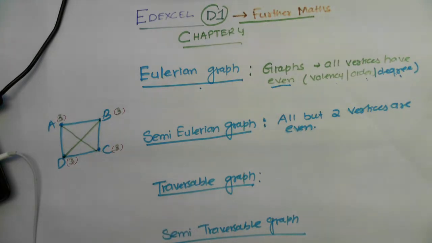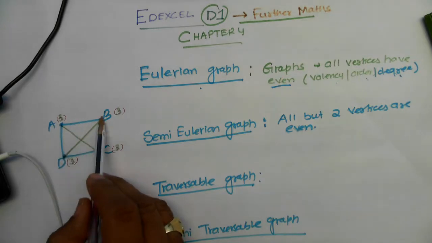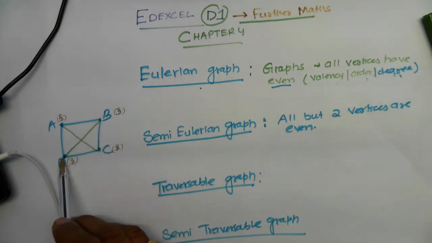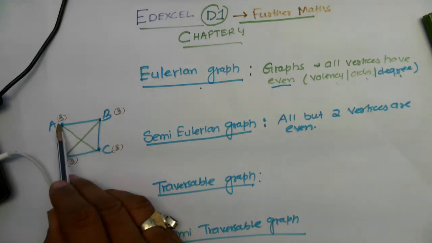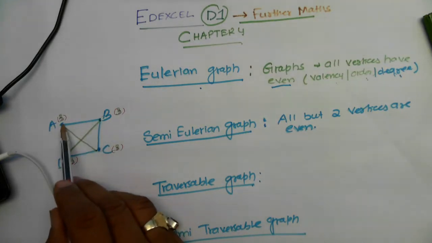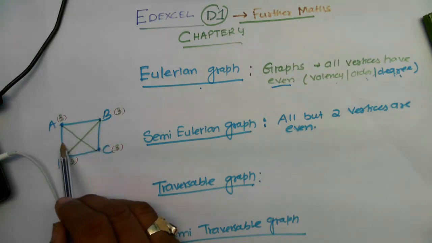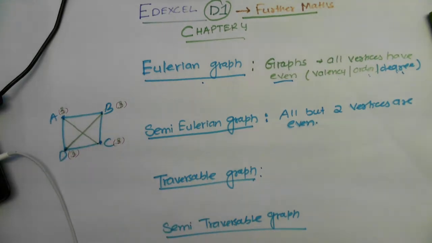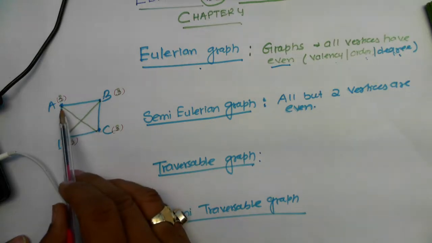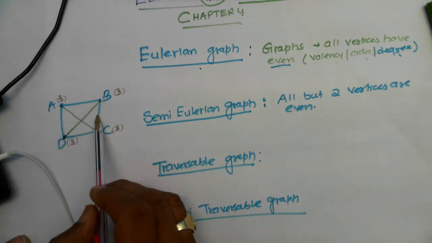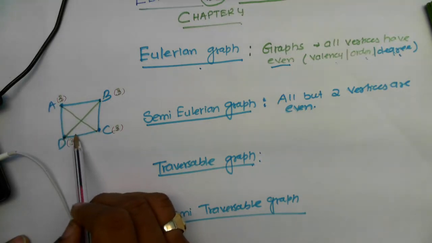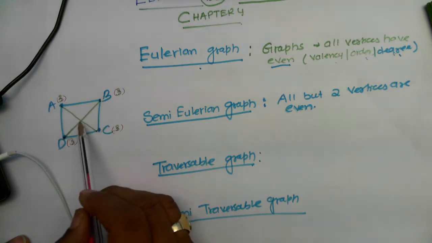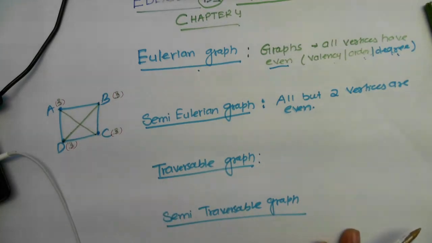Let's see, is it possible to traverse this graph starting from A? A, B, C, D, B. Now I cannot come back to A without either repeating this arc or leaving this arc as well. So guys, this is not traversable. Can I start from A and go out at any other vertex? Let's see, A, B, C, A, D, C. I've missed that. So I cannot go out of any of the vertices there either. So this graph is not semi-traversable either.